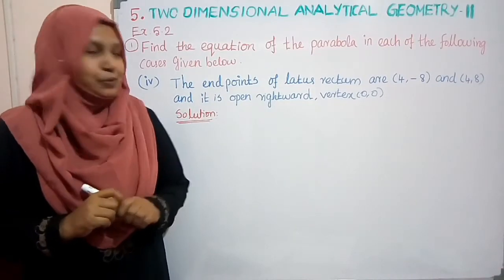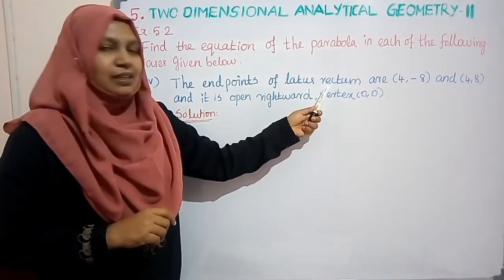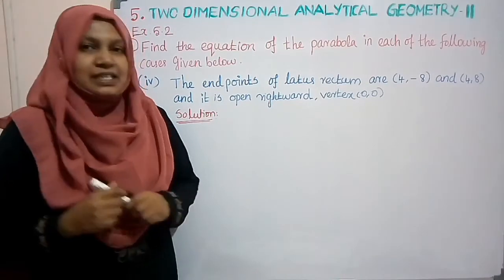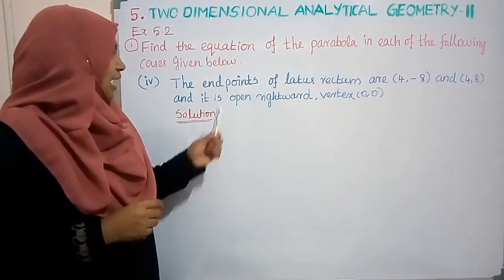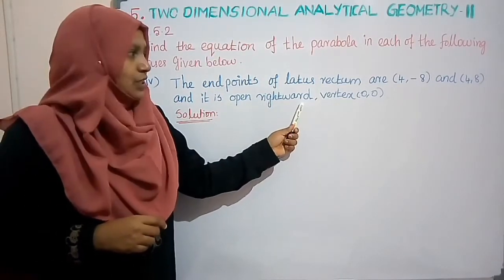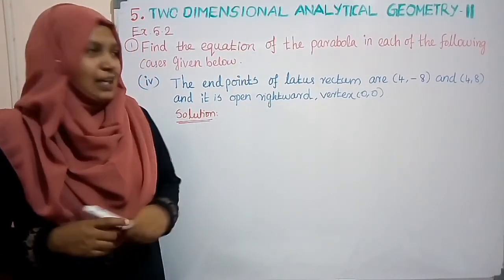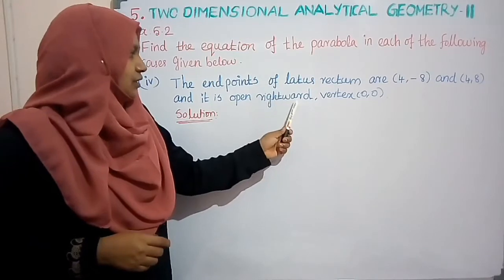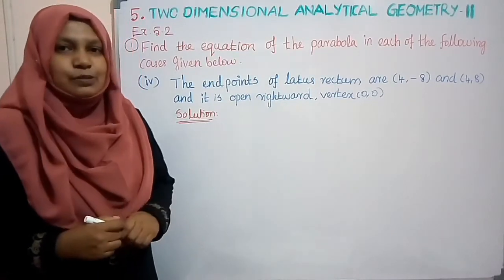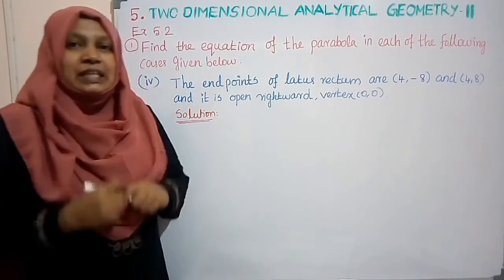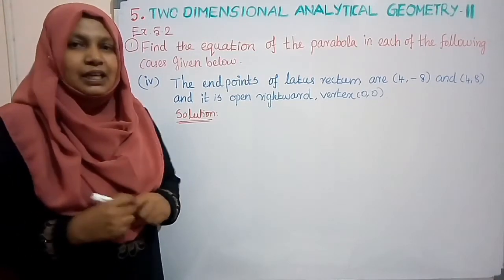Now subdivision 4. The endpoints of the latus rectum are (4, -8) and (4, 8), and it opens rightwards, with vertex (0, 0). Here no need to draw the diagram because they are already given. The parabola opens rightwards. So we can write the equation of the parabola opening rightward.